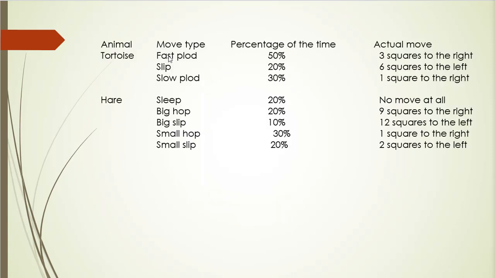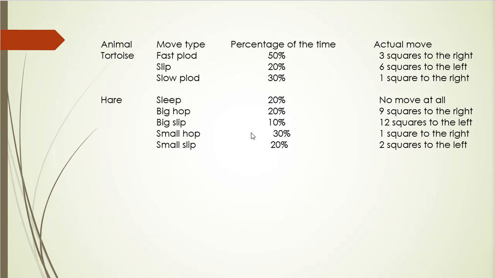So as you can see, the tortoise will have three moves: fast plod, slip and slow plod. And when fast plod happens, we will move the tortoise three squares to the right, basically meaning moving it forward. If a slip happens, that will move six squares backwards. And if slow plod, then one square to the right. And the hare has sleep, big hop, big slip, small hop and small slip. The equivalent move for sleep is no move at all, big hop is nine spaces, and for example small slip is two squares to the left, meaning we're moving backwards.